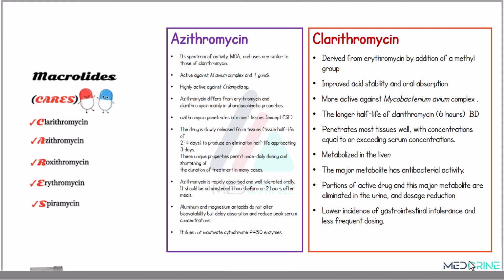Azithromycin, to start with, is a type of macrolide that has a similar spectrum of activity, coverage, and mechanism of action as other examples. Azithromycin is known to be active against Mycobacterium avium complex and Toxoplasma gondii infections. This drug is quite highly active against Chlamydia species, and it differs from erythromycin and clarithromycin in its pharmacokinetic properties.